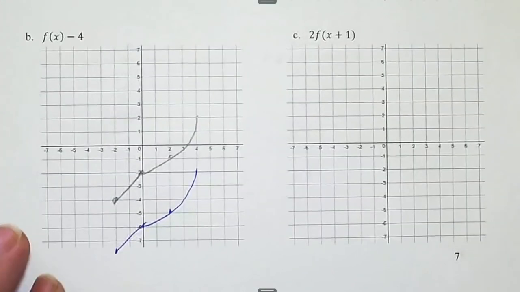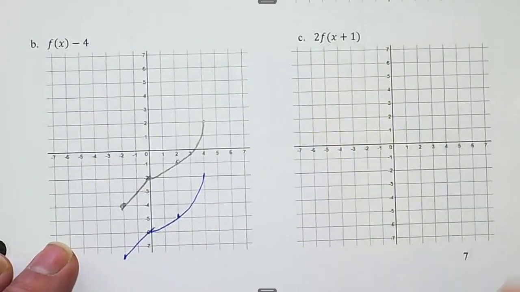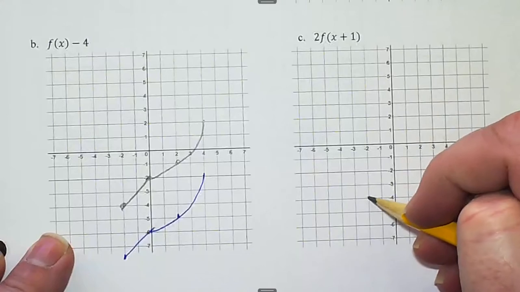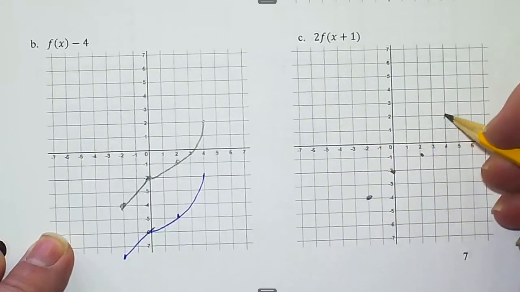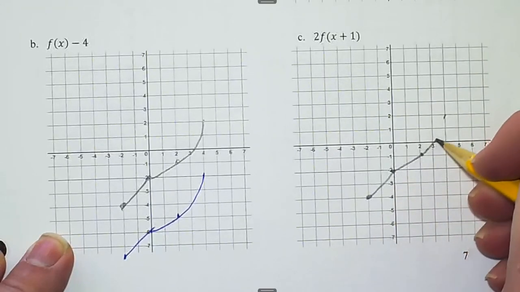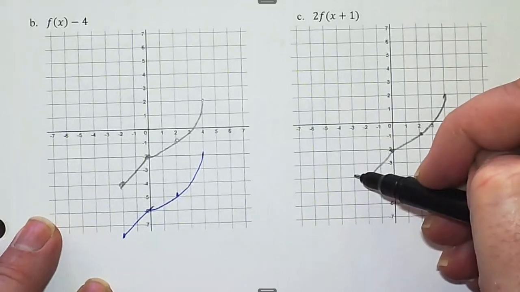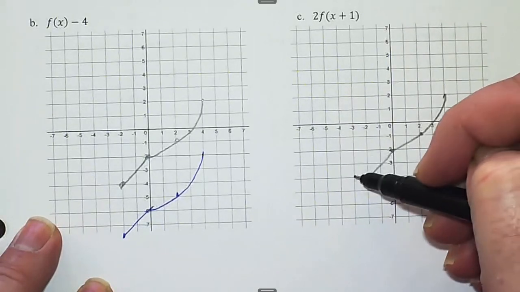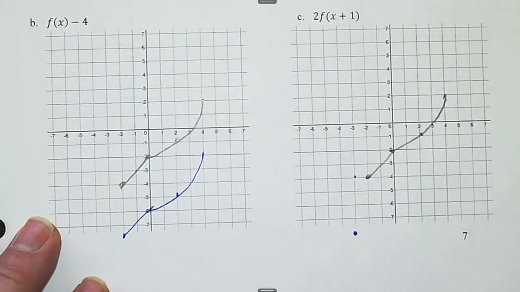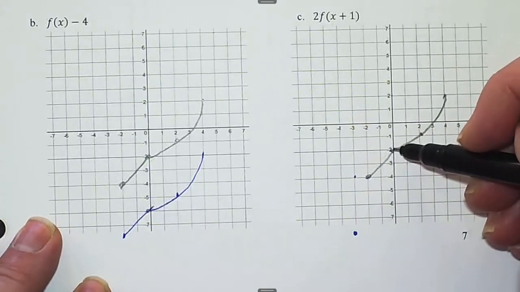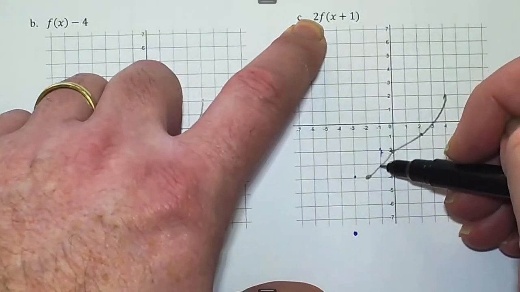All right, on letter C, we'll be doing a couple transformations. We'll be shifting 1 to the left and doubling all the y coordinates. So again, let's start with the original. So we're going to shift 1 to the left, and then we're going to double the y coordinate. So it's going to be all the way down here at negative 8. Sorry, it doesn't fit. Shift 1 to the left, then double the y coordinate. So double the 2, making it 4.